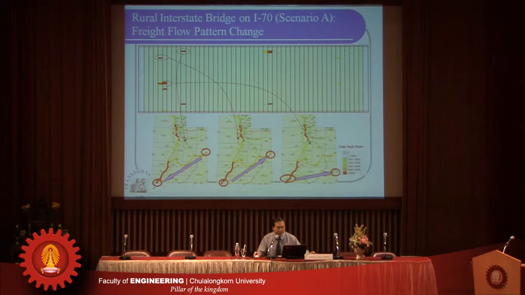And this one shows you the freight flow pattern change. Here we show it in terms of the thickness of the line and also in terms of colors. So you can see that this one is right here. There's going to be a problem over here and over here. And this one is over here, and so on, okay?